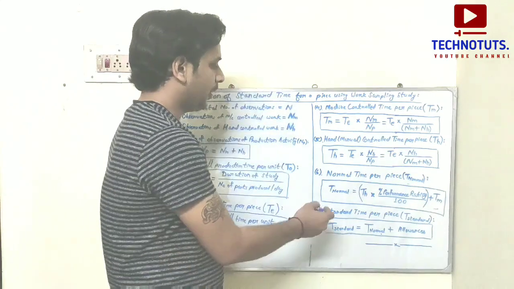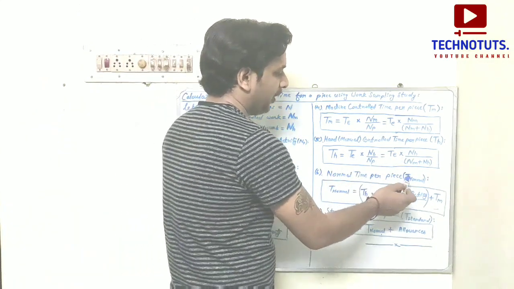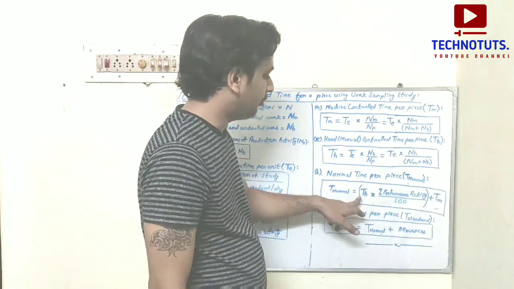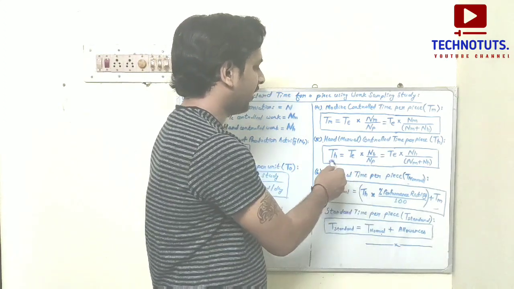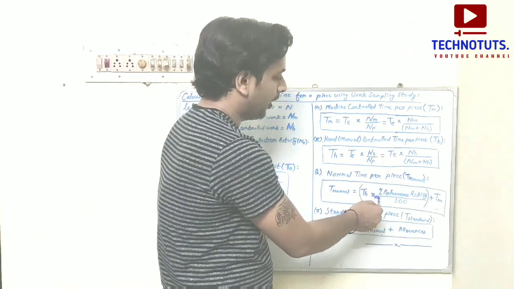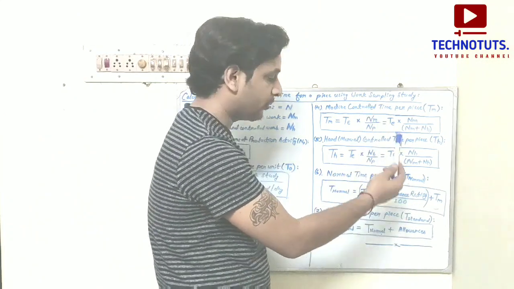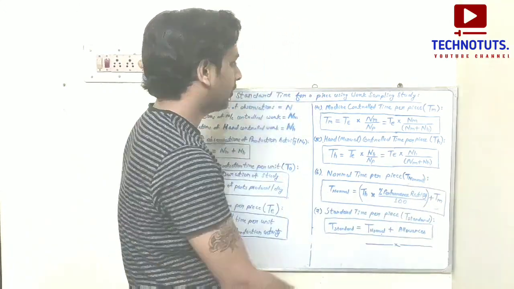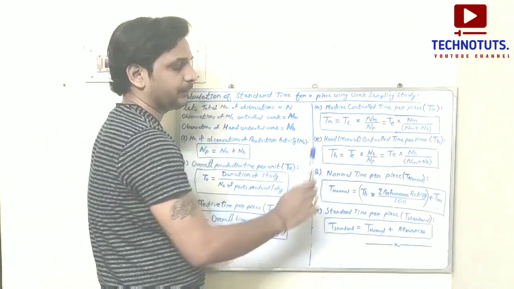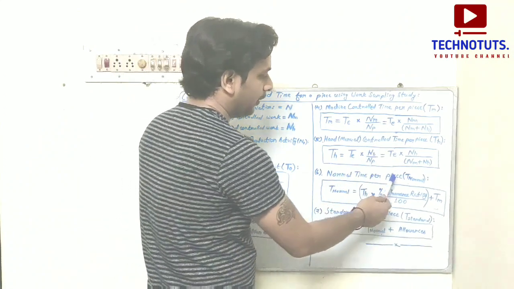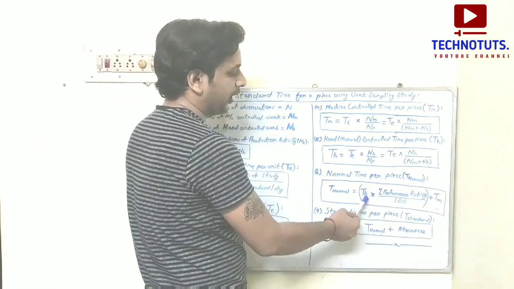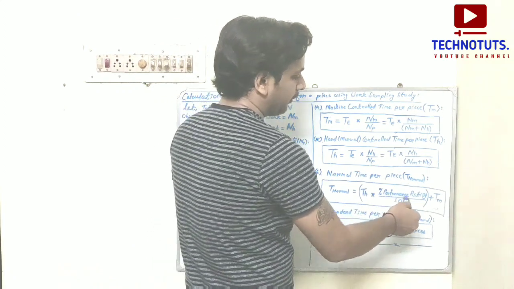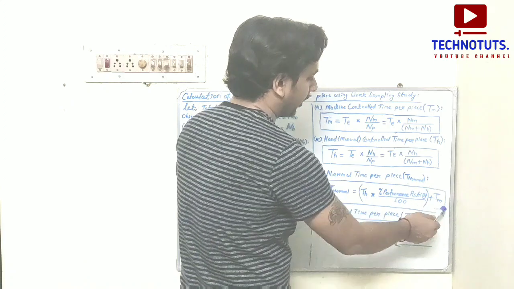Okay friends. Now the normal time per piece can be calculated using this formula. Normal time T normal is equal to TH, hand control time per piece into percentage performance rating given in the question divided by 100 plus machine control time, that is TM. That means normal time per piece is given by T normal is equal to hand control time into performance rating divided by 100 plus machine control time TM.